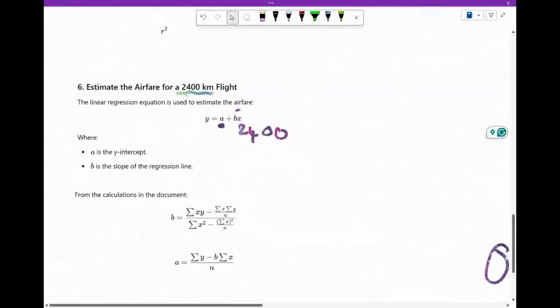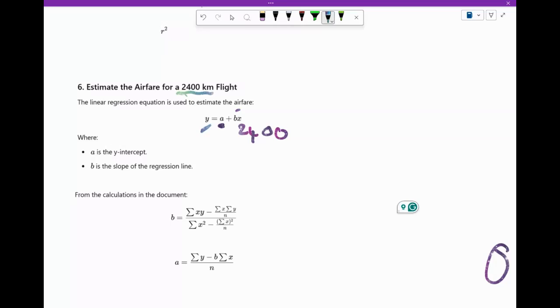So now, in order for us to predict Y, we need to find out what A and B are, because we only have X, which we have said is the distance of 2,400. Are you still with me? Are we still together? I was just explaining what those variables are. But now we need to establish what A and B are, what is the actual value?